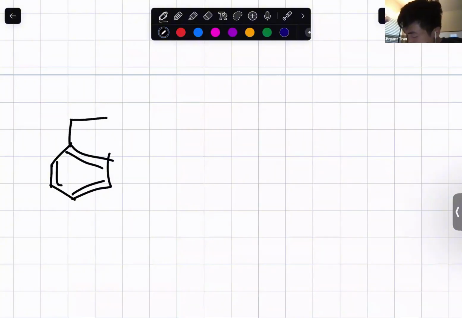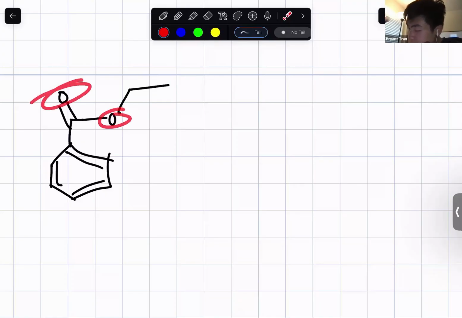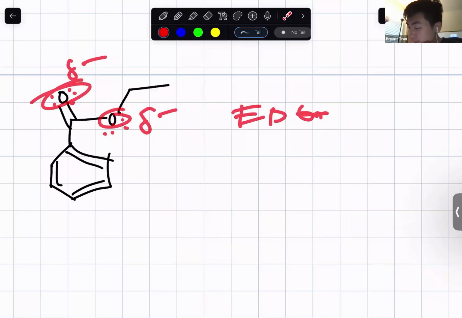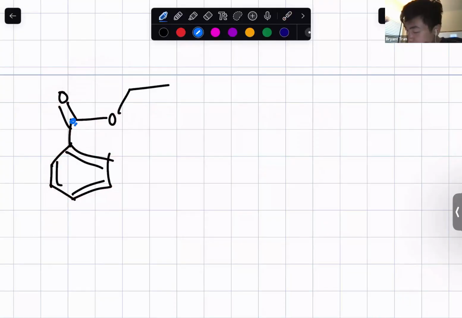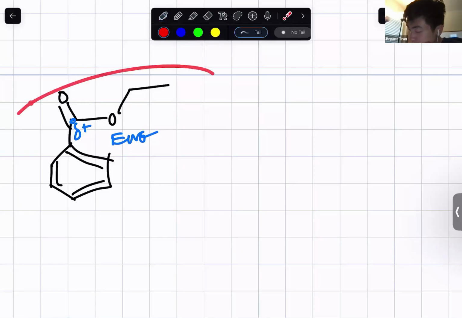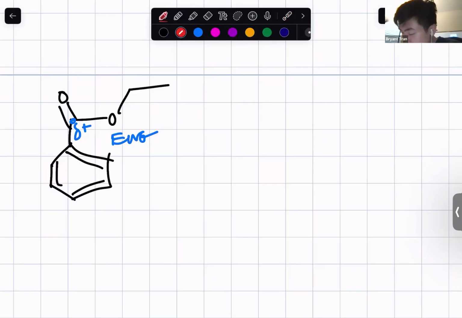Now, let's look at an EWG example. So you have something like this, right? Now, you might look at the oxygens here and say that they have pairs of electrons. They're partial negatively charged, and you might say EDG right away. But we cannot say that because those oxygen atoms are not the very first atom attached to the system. Our system here is this benzene. The very first atom attached to the system is this carbon here, which has a partial positive charge. So that is going to be an EWG. This entire group here is going to be an EWG, right? It's going to withdraw electrons by resonance like this.